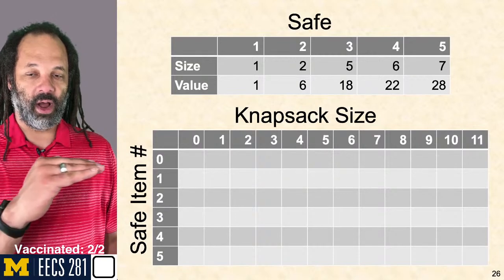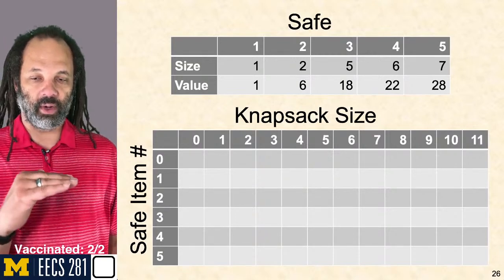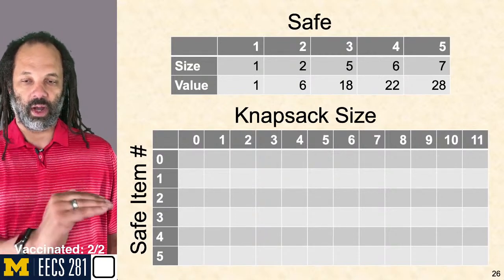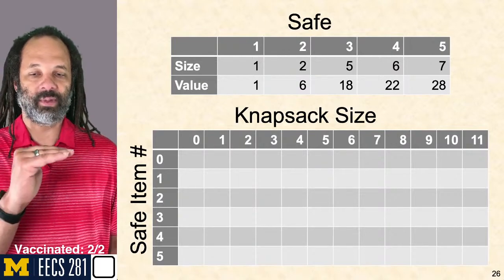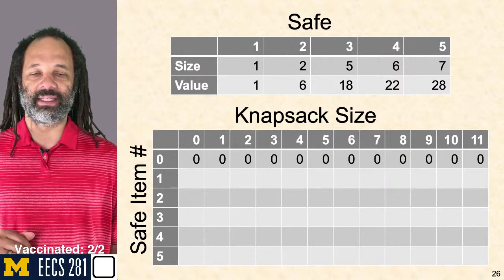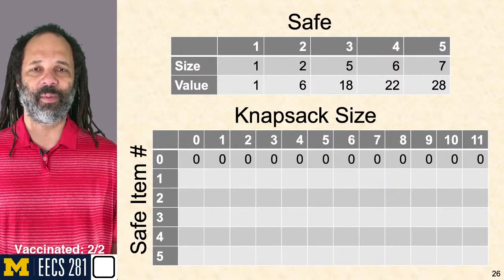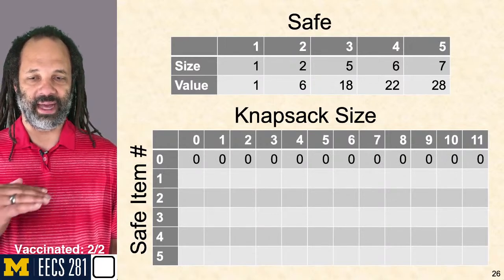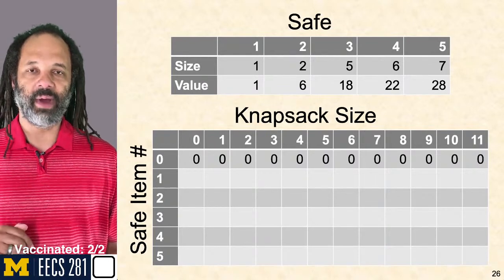I'm going to go across in row 0, row 1, row 2. And that's going to represent what happens when I include 0 items. Well, that's pretty obvious. If I've got 0 items included, I'm hoping that I got 0 value in all of these bags. That's good. So that one went pretty quick.